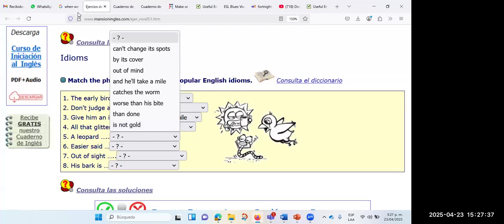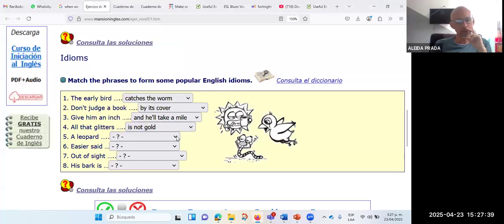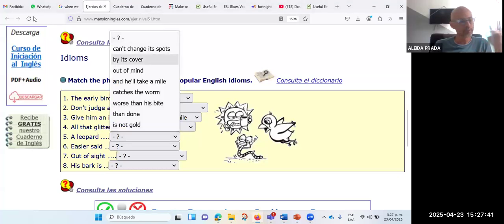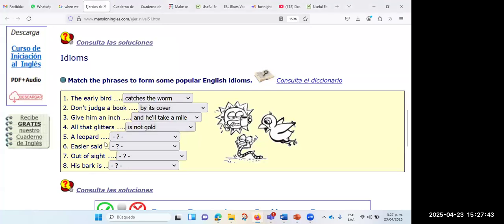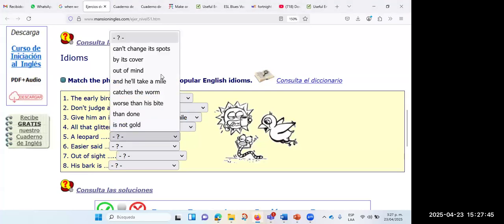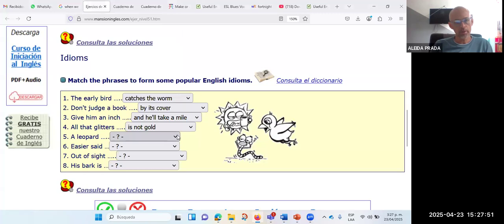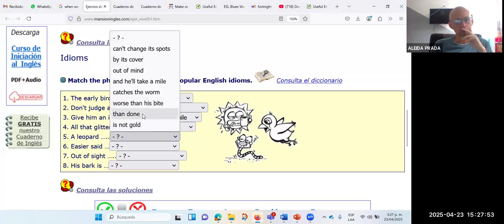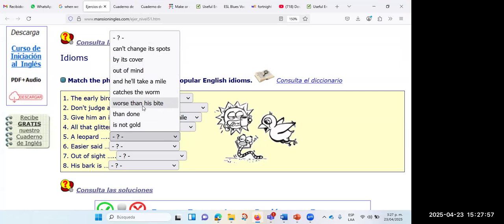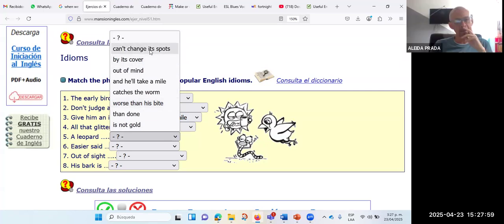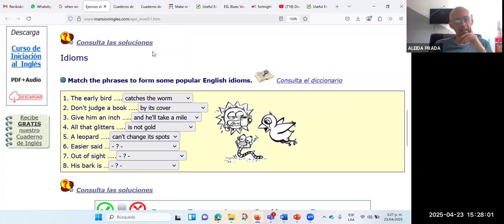But what do you suppose is the correct one? Worse than his bite, I think. But I don't know. A leopard worse than his bite? No. In this case, it is: a leopard can change its spots. Do you know what spots are?